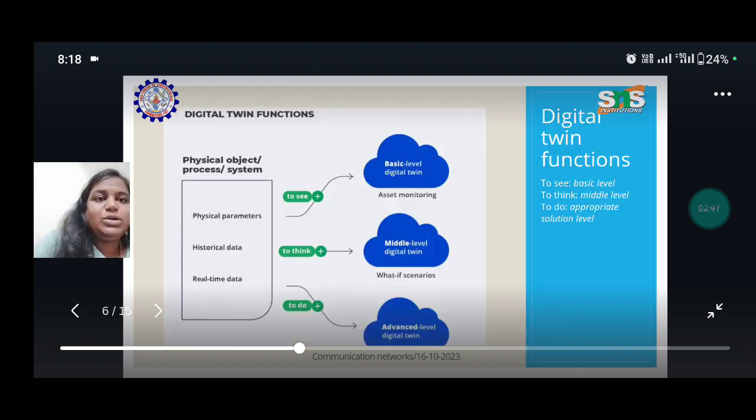And what are the digital twin functions? Physical parameter, historical data, real-time data. These are to see, to think, and to do. To see: basic level digital twin, asset monitoring. To think: middle level digital twin, the what-if scenario. And to do: advanced level of digital twin. So this is the digital twin function, and it mainly focuses on physical parameter, historical data, and real-time data.